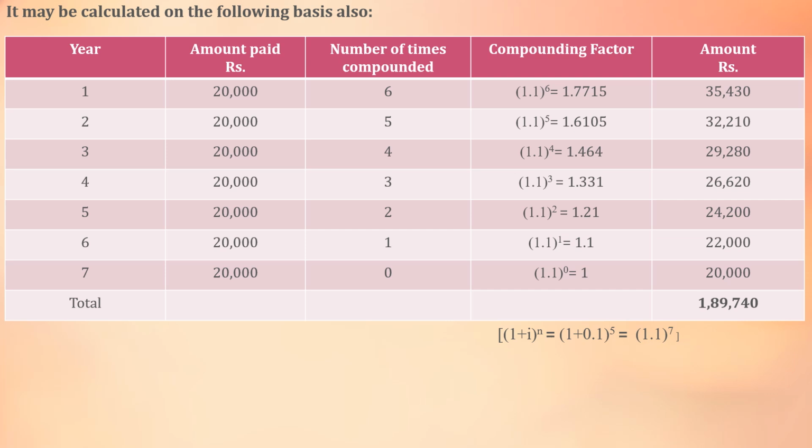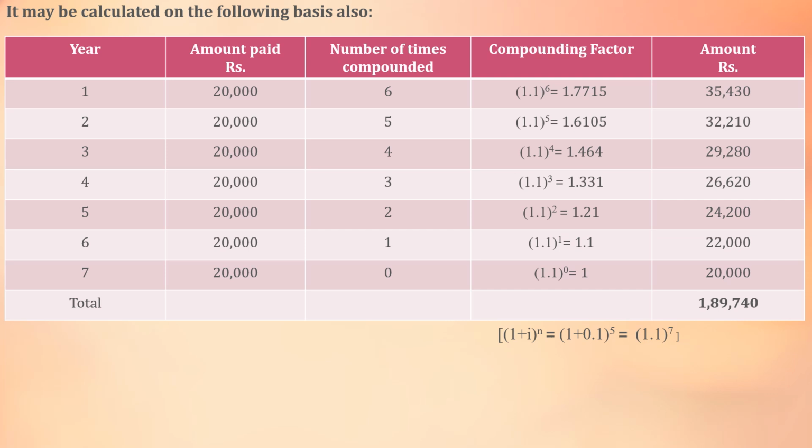For example, in the first year, only 6 years are left since the investment is done at the end of the year, and hence no interest for the first year. Like that, in the 7th year no interest is given since the investment is done at the end of the year. In the fourth column, the compounding factor should be written. Then the amount after calculation should be written in the last column.